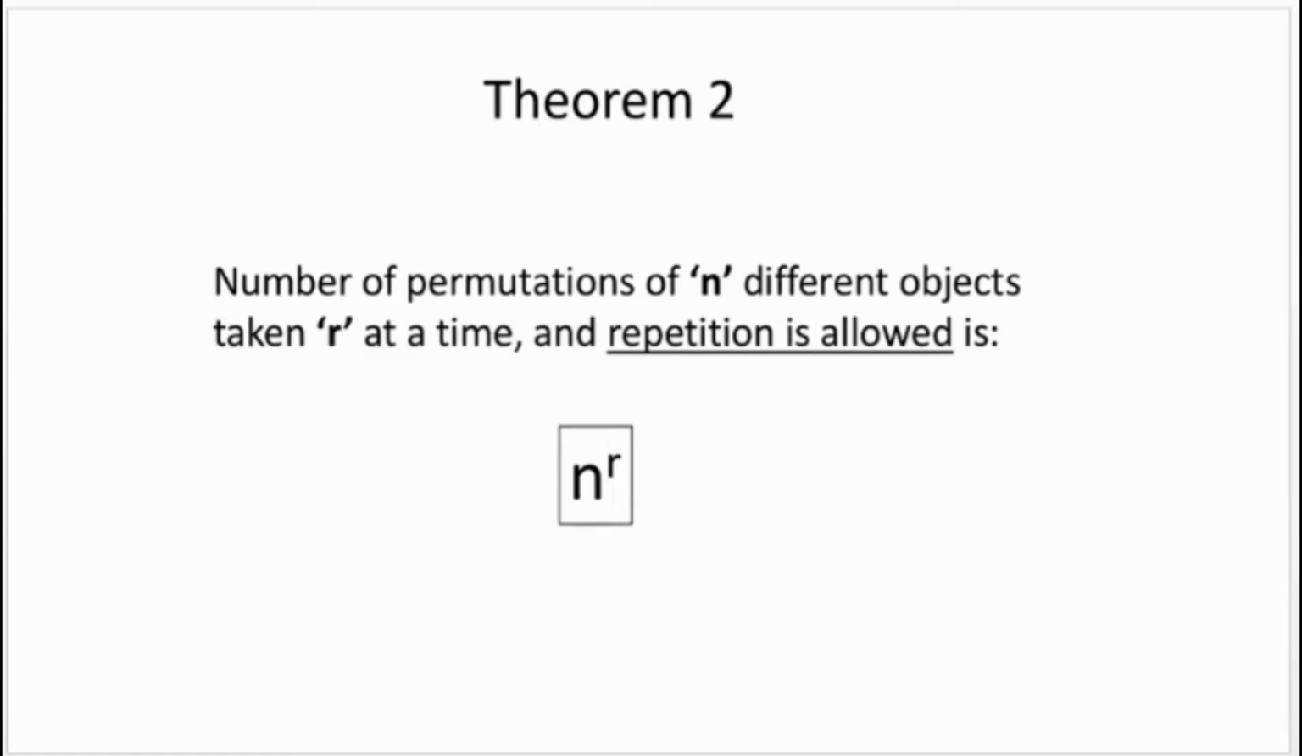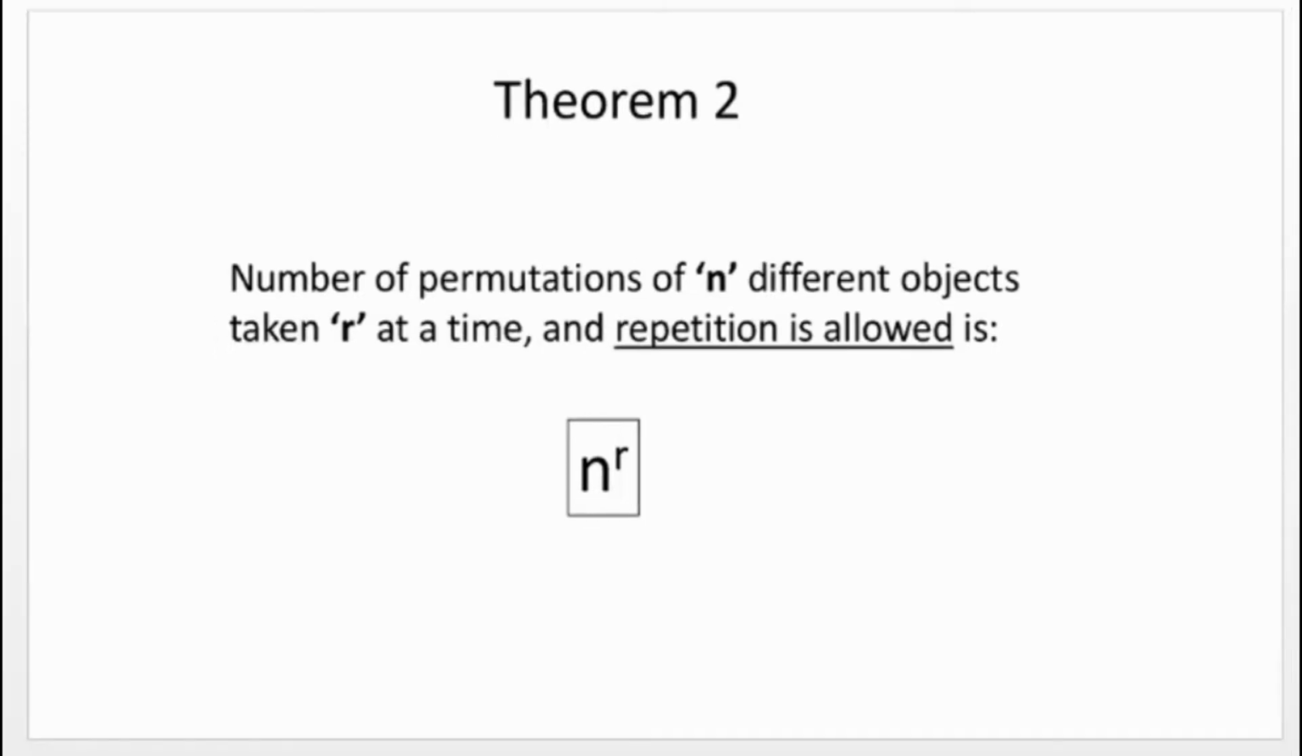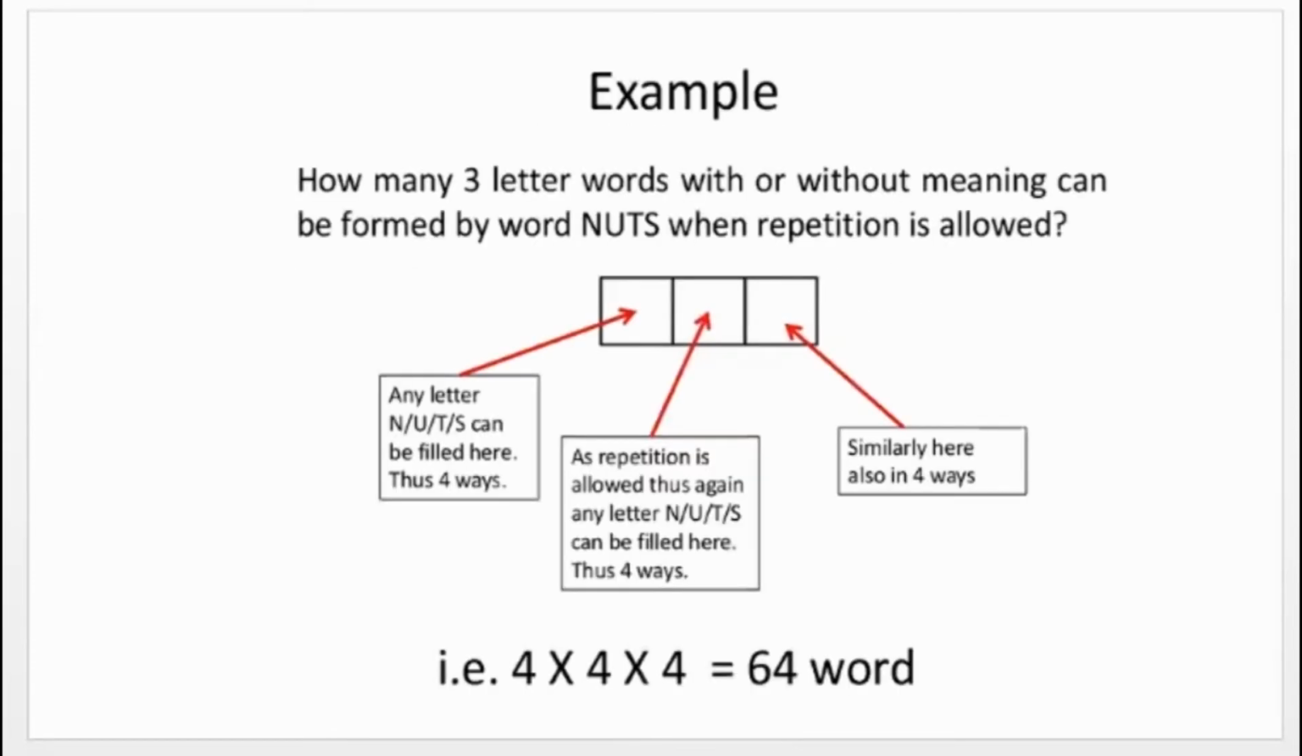So at a time we can choose 3 flags and replace the 3 flags, then we can choose 3 flags again. In this case, we can use the same flags again and again. So if it is 3, 3 into 3 into 3. If it is 4, 4 into 4 into 4 into 4. N to the power r, right? Say, next question.